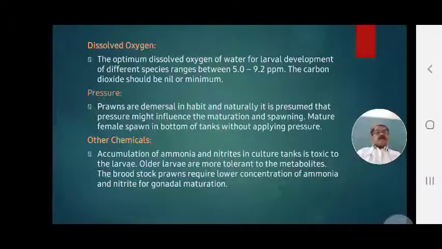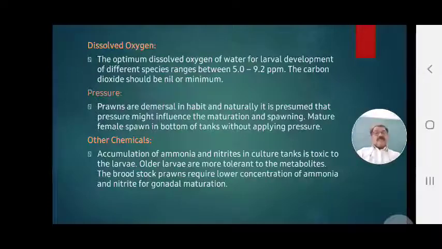That's why immature prawns spawn in the bottom of tanks without applying pressure. Hence, for prawn culture, the atmospheric pressure should be normal, at sea level or MSL, which is 1 atmosphere.